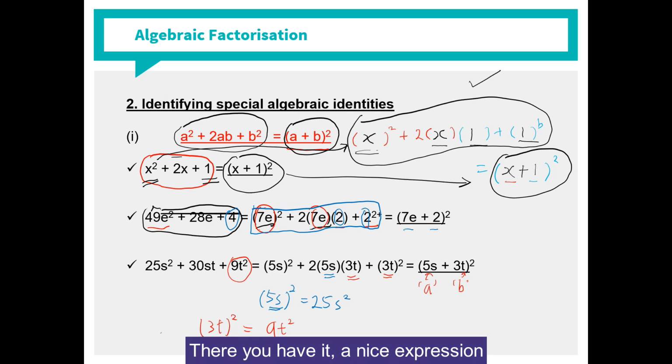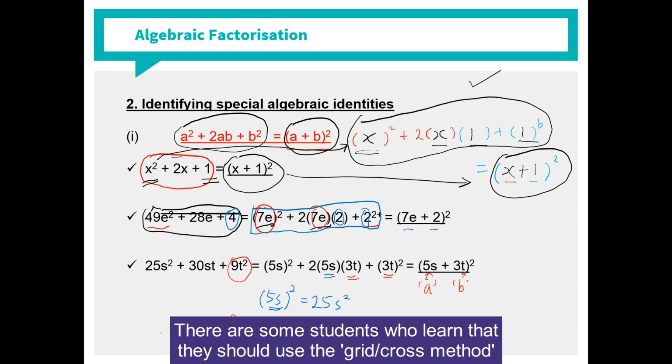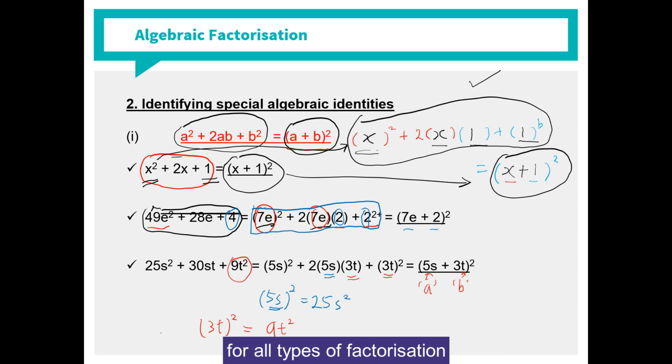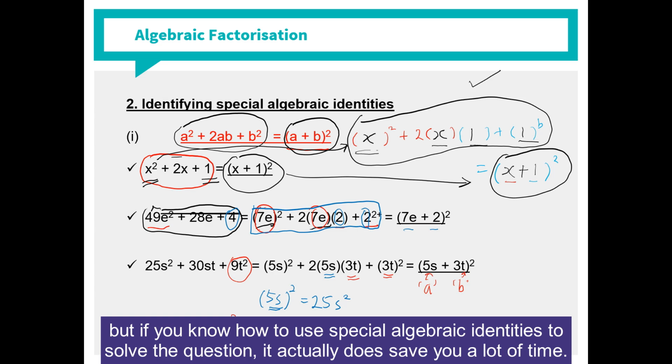There you have this nice expression. See, that saves you a lot of time. Okay, there are some students who learn that, oh, I should use the grid method for all types of expressions. But if you know how to use special algebraic identities to solve the question, it actually does save you a lot of time.